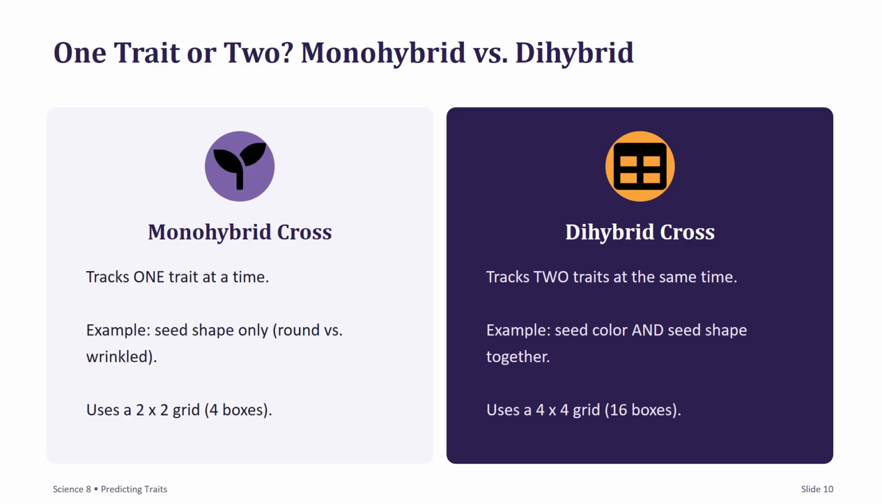But sometimes, we want to track 2 traits at the same time. This is called a dihybrid cross. A dihybrid cross tracks 2 traits at the same time, for example, seed color and seed shape together. Because we are tracking 2 traits, it uses a bigger grid, a 4x4 grid, which gives us 16 boxes.